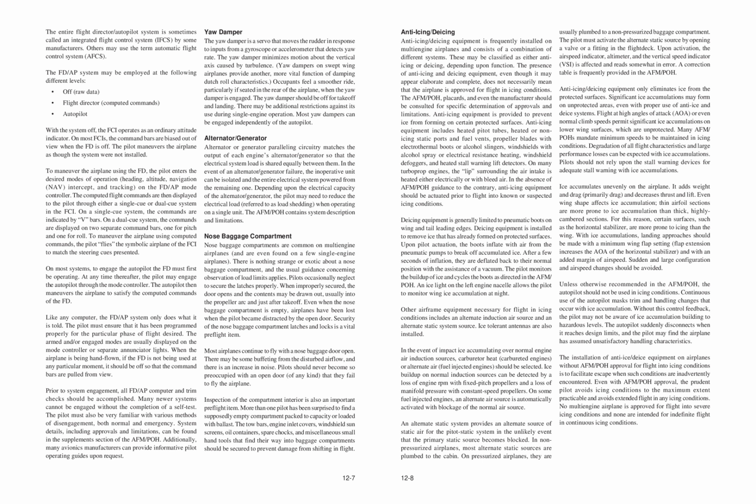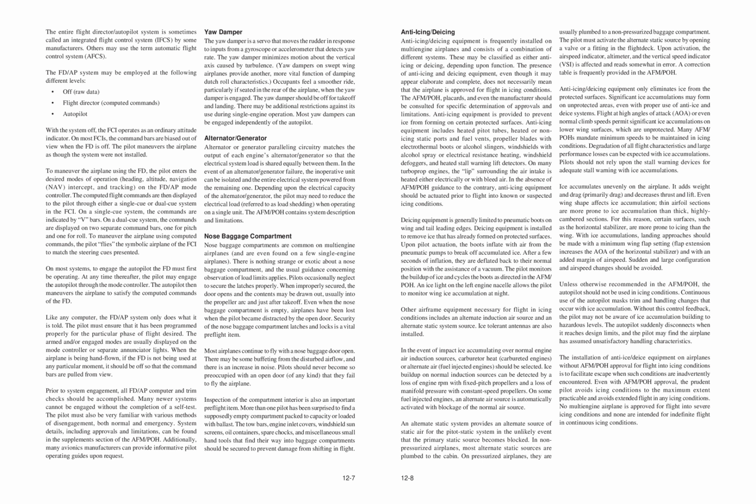On most systems, to engage the autopilot, the FD must first be operating. At any time thereafter, the pilot may engage the autopilot through the mode controller. The autopilot then maneuvers the airplane to satisfy the computed commands of the FD. Like any computer, the FD/AP system only does what it is told. The pilot must ensure that it has been programmed properly for the particular phase of flight desired. The armed, in, or engaged modes are usually displayed on the mode controller or separate annunciator lights.